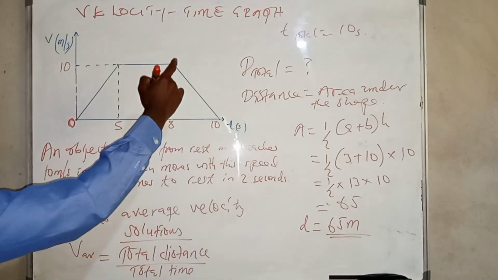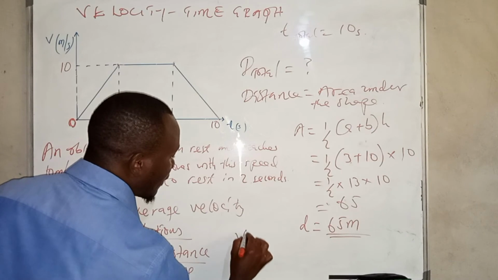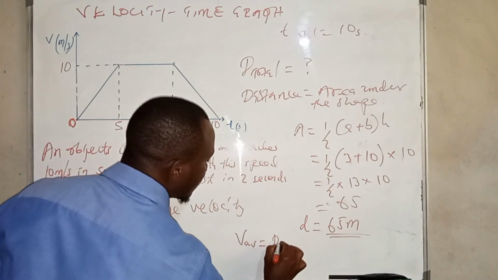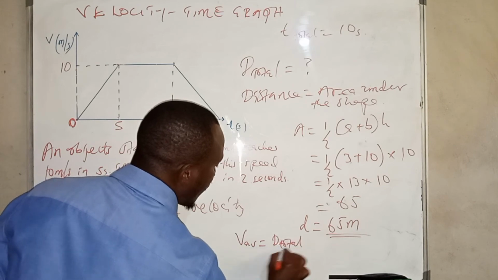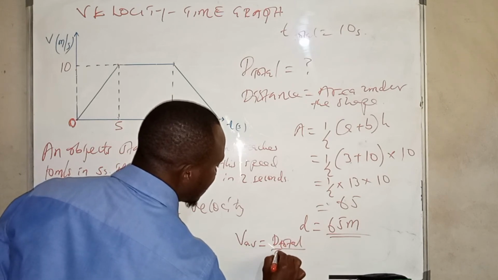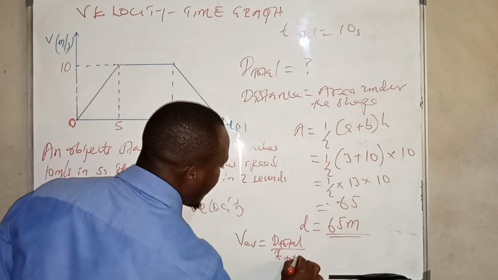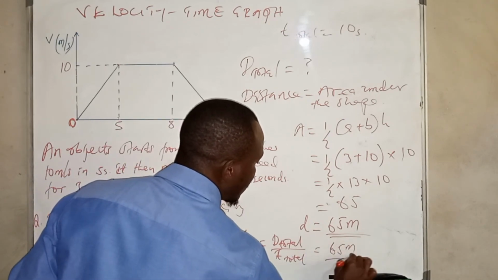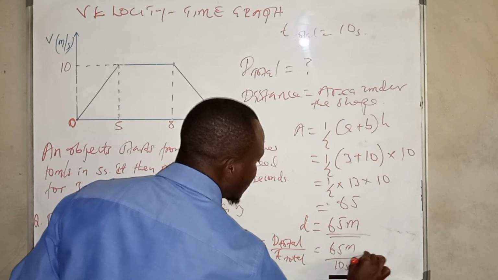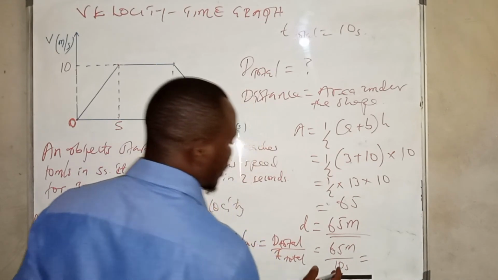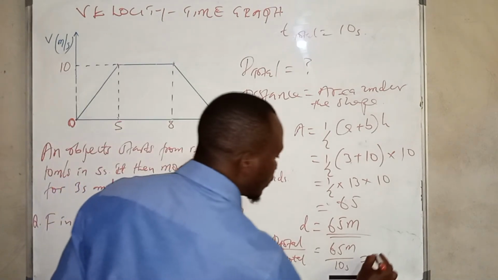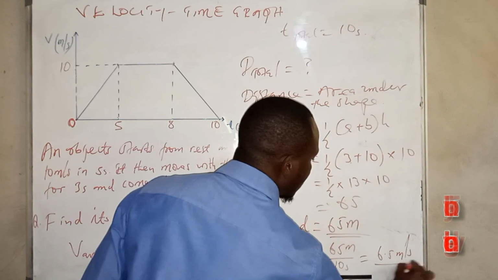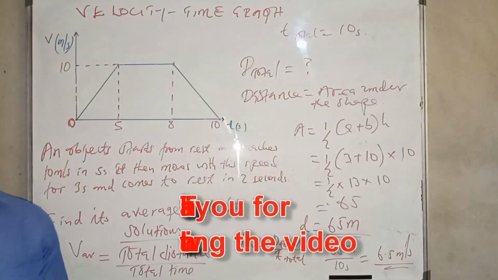So average velocity is equal to total distance over total time, which is 65 meters over 10 seconds, which will give us 6.5 meters per second. So this is the average velocity.